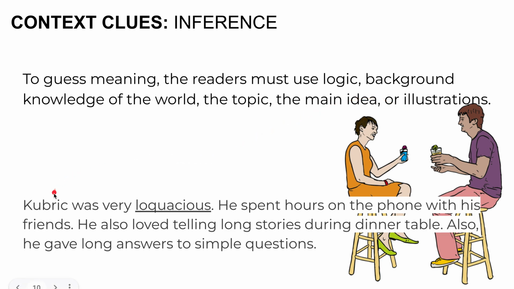So, for example, Kubrick was very loquacious. He spent hours on the phone with his friends. He also loved telling long stories during dinner. Also, he gave long answers to simple questions. Oh, so what is the general idea of this? Seems like he likes talking on the phone. He likes telling long stories, okay, and he likes giving long answers to simple questions. So all of this is telling me that he likes to talk. Okay, so I am inferring that he is loquacious.